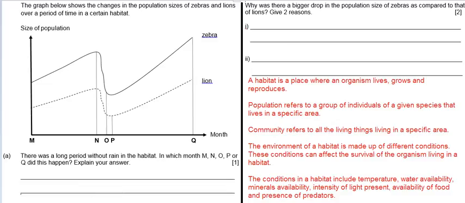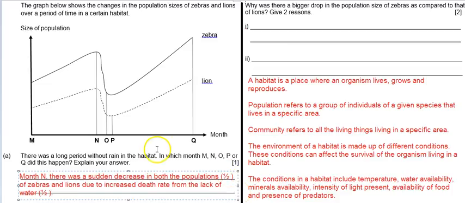Okay, maybe you can try to answer this first. Pause the video and try to answer this first. And when you think you have gotten the answer, you can replay it again. Okay, the answer is of course month N, because there was a sudden decrease in the population of zebras.